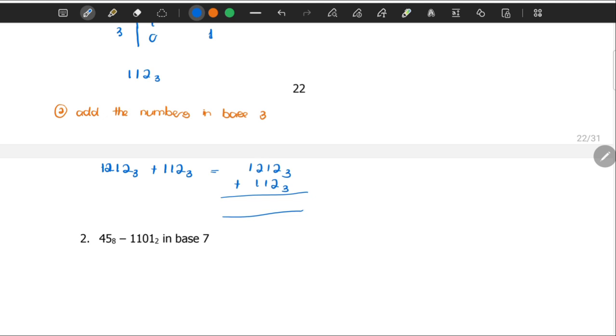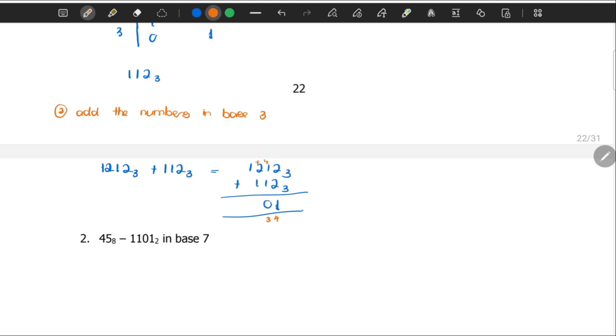2 plus 2, that's 4, which is greater than 3. So the remainder is 1. And then you add 1 to the next one. 1 plus 1, 2 plus 1, that's 3, which is greater than 3. So the remainder is 0.